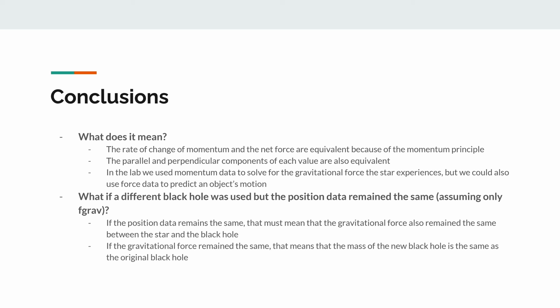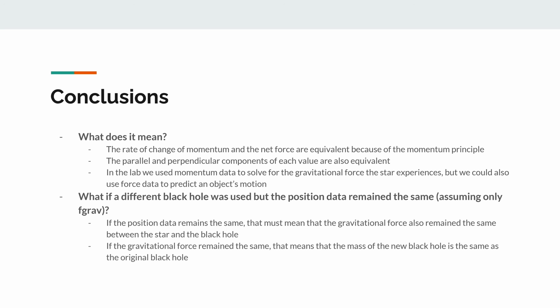What does this mean? So the original question was, are the components of net force and dp dt equivalent? And I said yes. The rate of change in momentum and the net force are equivalent because of the momentum principle, which is derived from Newton's second law. The parallel and perpendicular components of each value are also equivalent. In the lab, we used the momentum data to solve for gravitational force, but we could also use force data to predict an object's motion.